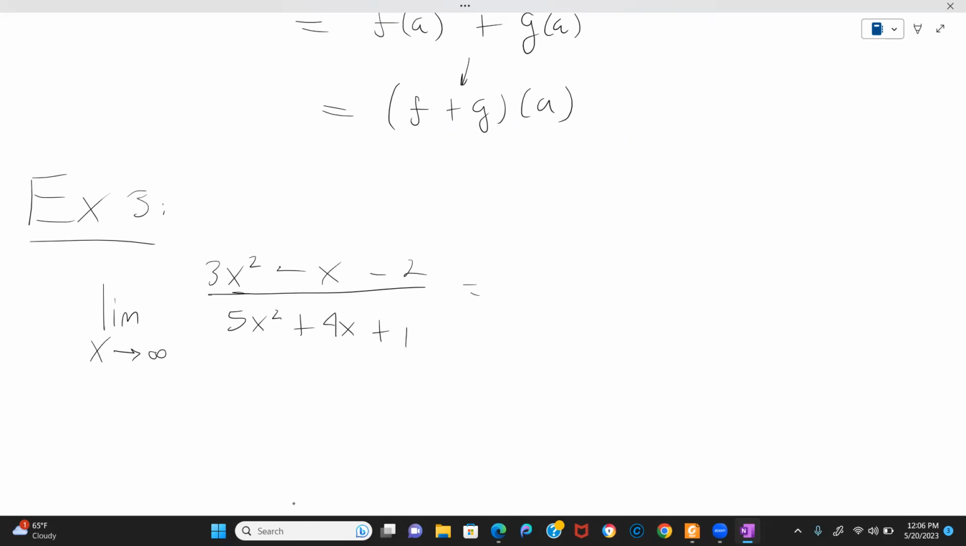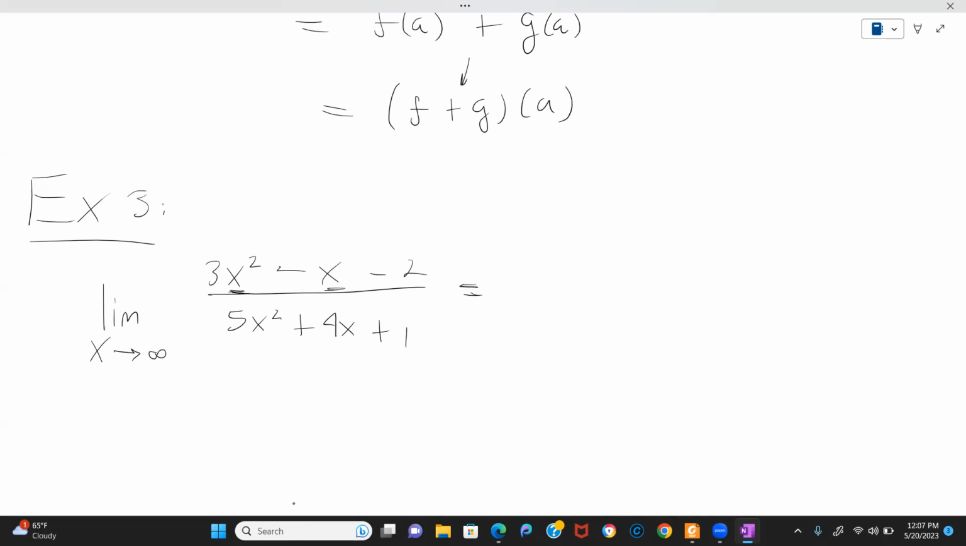As x goes to infinity, x squared goes to infinity, 3 times infinity will be infinity. So you have infinity minus 2 in the numerator, and what the heck does that mean? And in the denominator, you have 5 times infinity squared, or 5 times infinity, plus 4 times infinity plus 1. And so you just get infinities all over the place. And infinity is not a number, so there's no arithmetic of infinity.